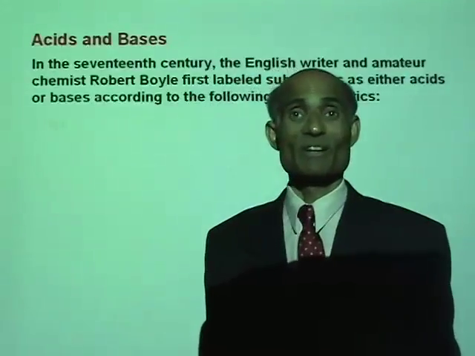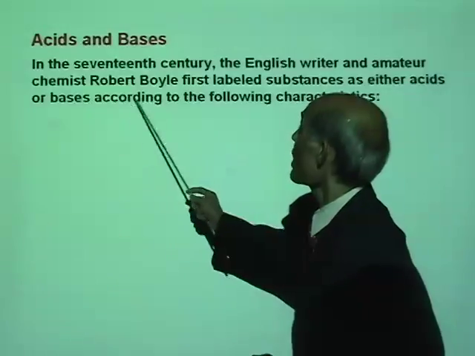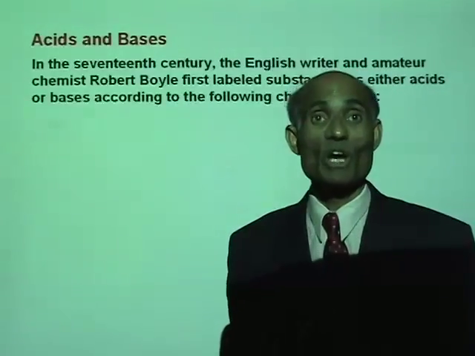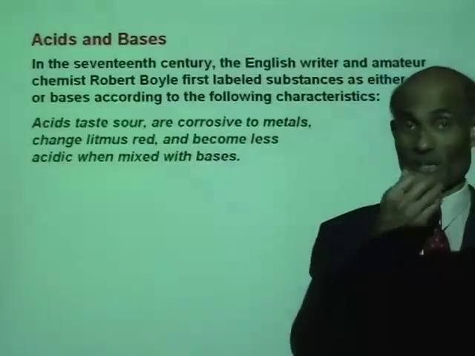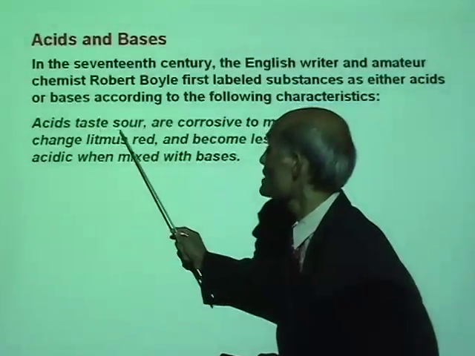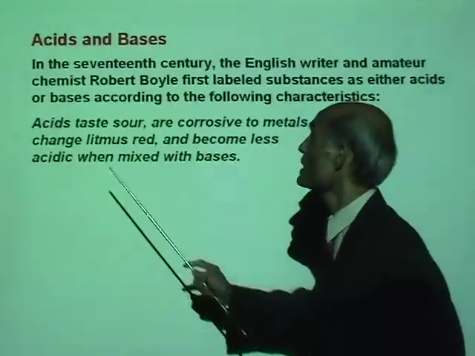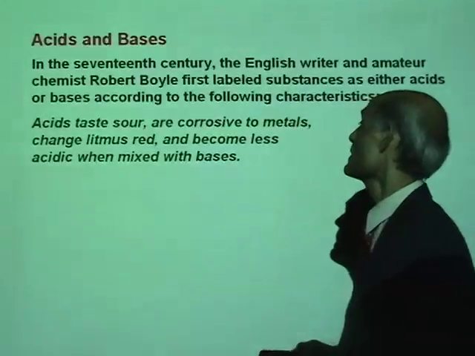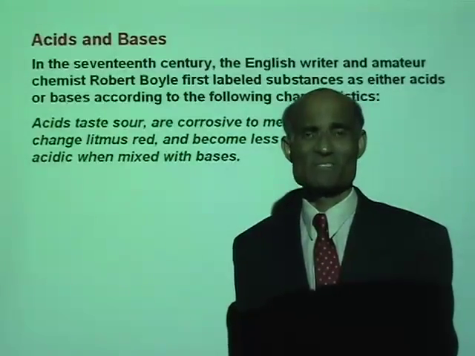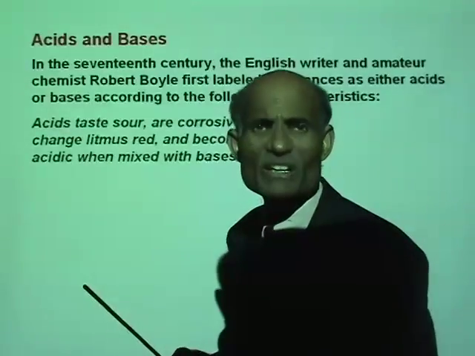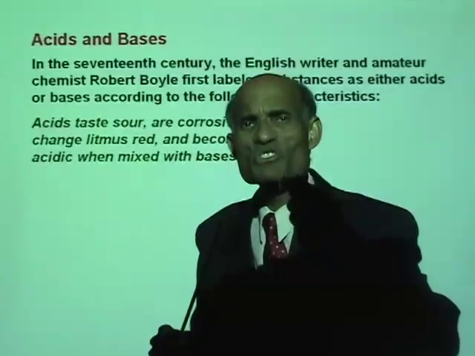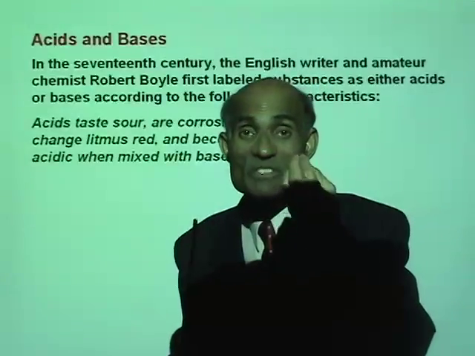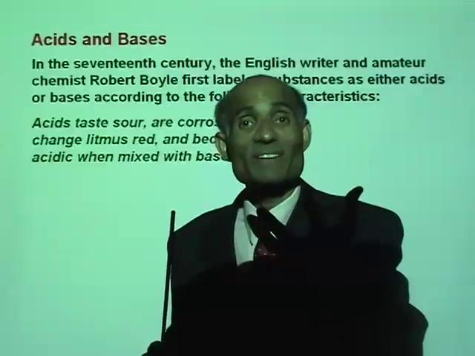In the 17th century, the English writer and amateur chemist Robert Boyle first labeled substances as acids or bases according to the following characteristics. Now, this is what he said. Acids taste sour, are corrosive to metals, change litmus red, and become less acidic when mixed with bases. Well, some of these characteristics. Now, do you know some substances that taste sour? Well, citrus fruits have a sourish taste, and that is acidic, you see.